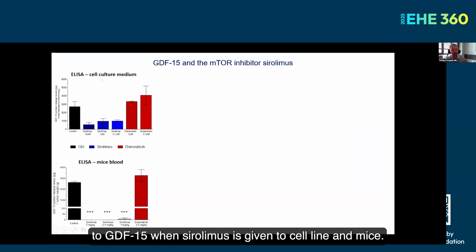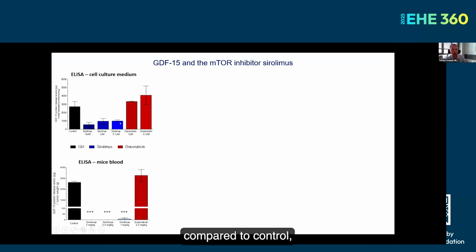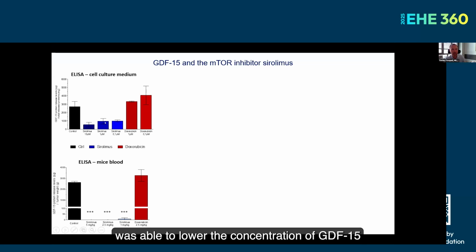So we went on with this idea of looking at what happened to GDF15 when sirolimus is given to cell lines and mice, and we observed that sirolimus was able to lower the concentration of GDF15, you see in blue here compared to control, in the cell culture medium and in the blood of mice. And this was completely different with doxorubicin, which was not able to achieve that.